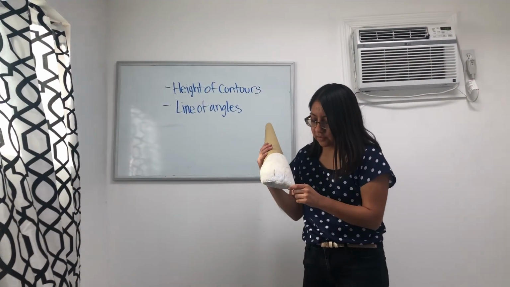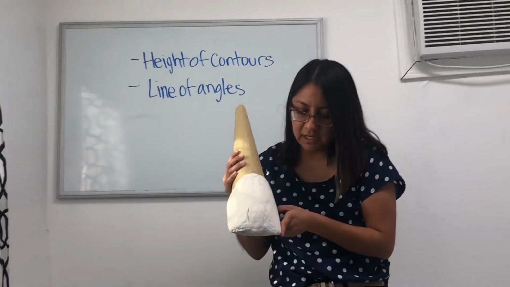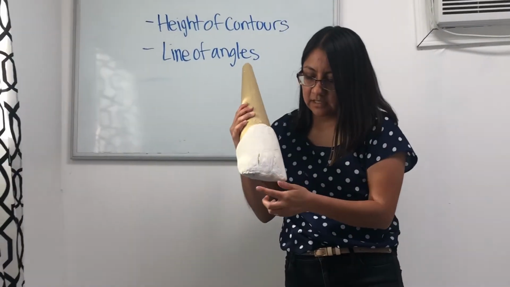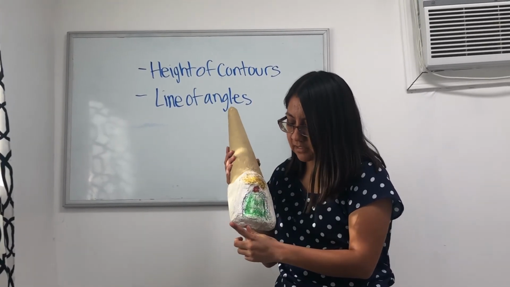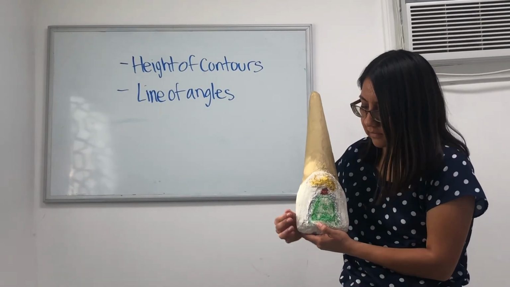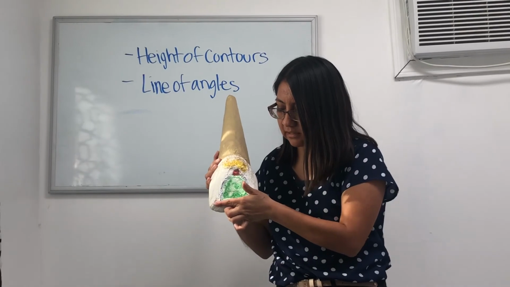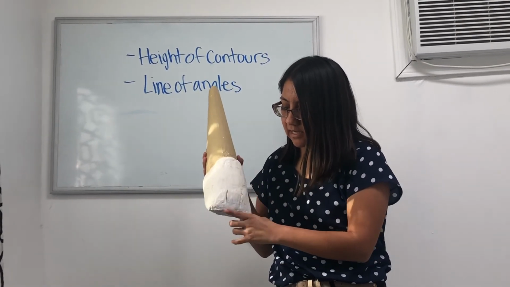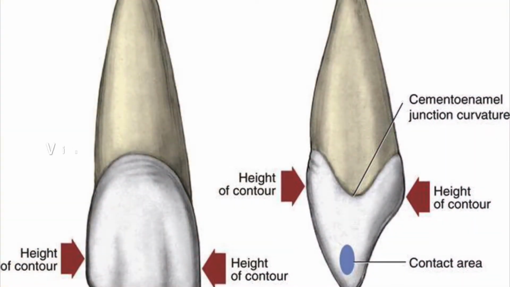Alright, so the line angles of this tooth: this would be the mesial incisal, this would be the distal incisal. Going to the back, you can see that this is the mesial lingual and distal lingual, and this would be the lingual incisal and the labial incisal.